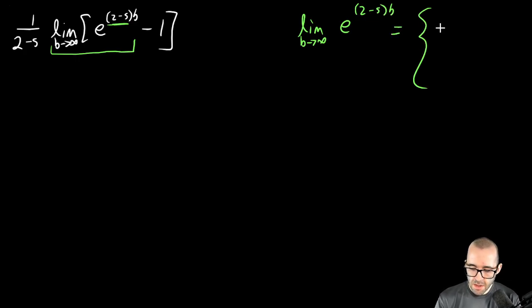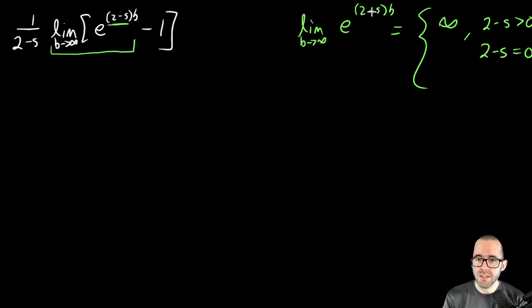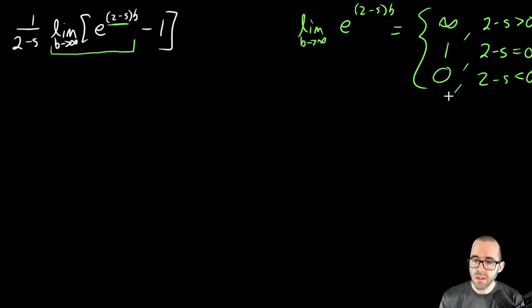We said that this limit could be infinity if 2 minus s is positive, because that's just like e to the x, and as x goes to infinity, yeah, it goes to infinity. If 2 minus s equals 0, if s is equal to 2, we have e to the 0, which is 1. And if it's negative, e to the negative b will go off to 0.